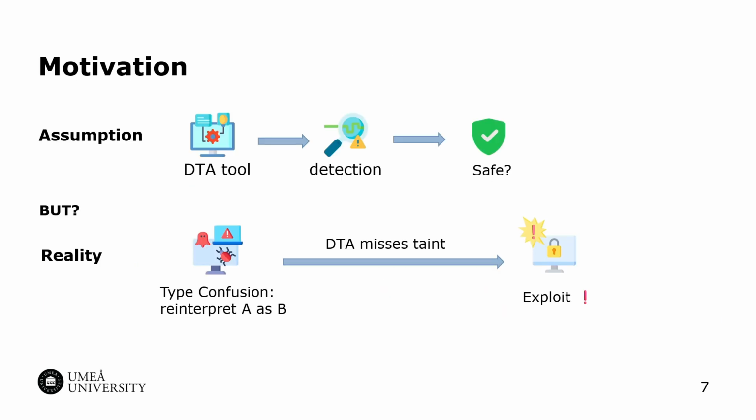So this is the motivation behind our work. Dynamic taint analysis tools are built on a simple assumption. The memory layout is safe and consistent. But in reality, this assumption doesn't always hold. With type confusion, we can reinterpret the object layout and gain write access to the taint tag field. Once we overwrite that memory region, the tag is gone, and the tool fails to detect the leak at all.